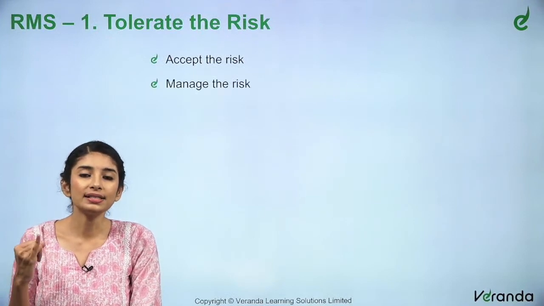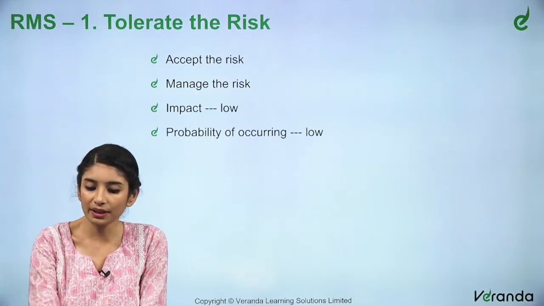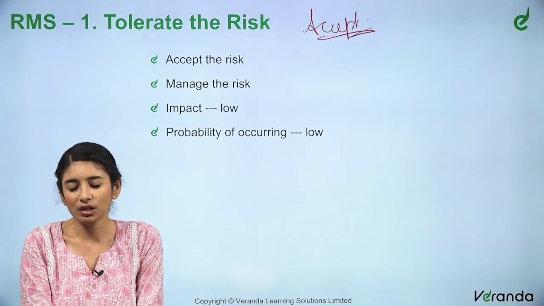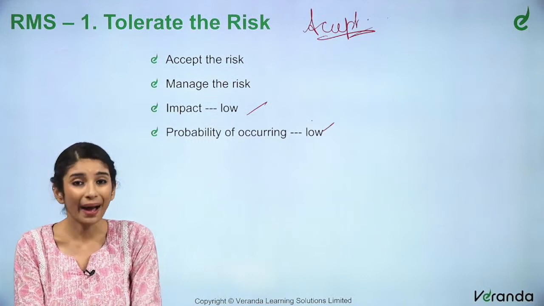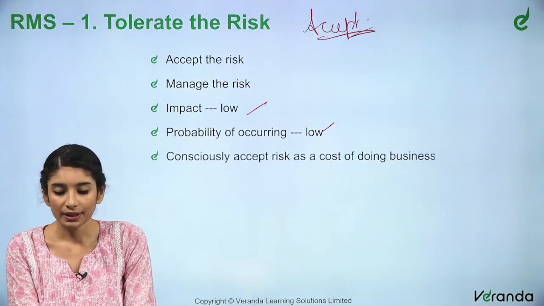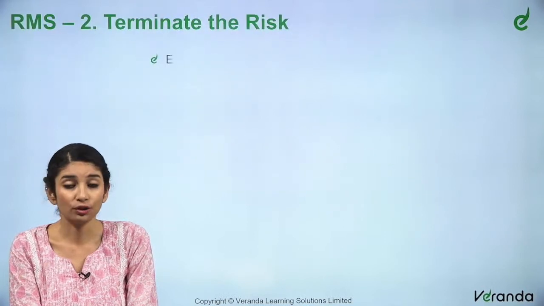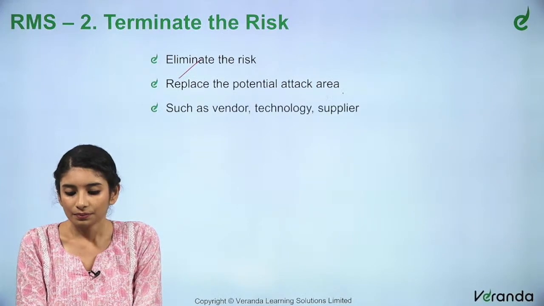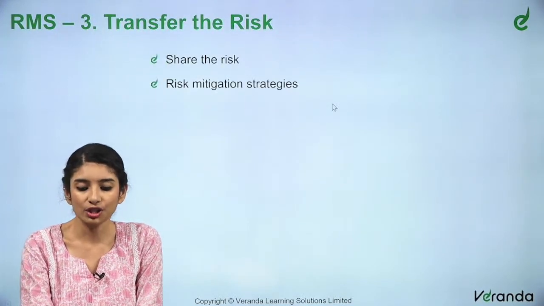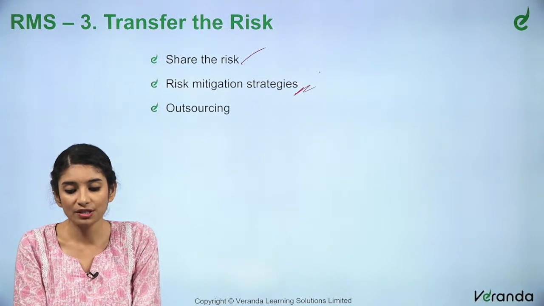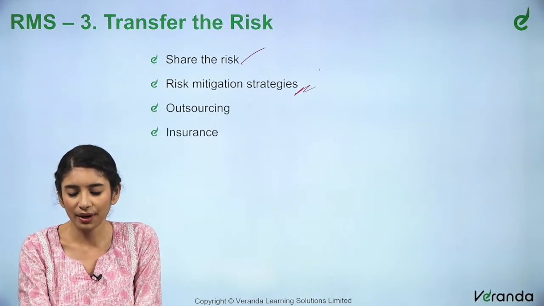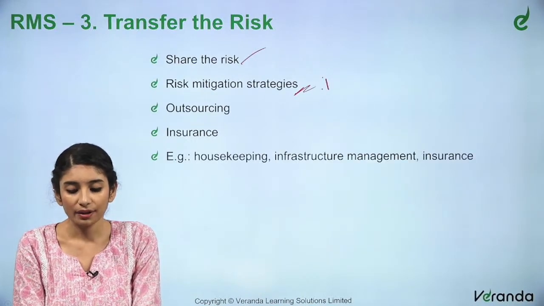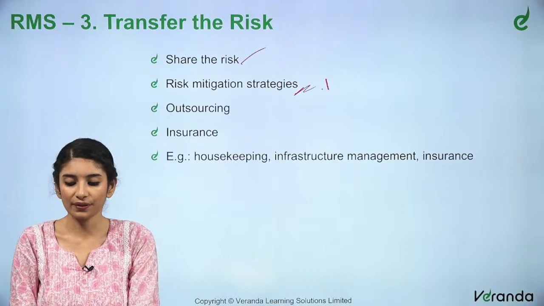Okay. Tolerate the risk. Tolerate means accept the risk. And I'm going to accept it because the probability is very low and the impact that it has on my organization is very low. Clear? You need to review it periodically. Terminate the risk means eliminate the risk. Transfer the risk, share the risk. Risk management strategies like transfer the risk, you can use outsourcing, insurance, all of these strategies to transfer the risk.